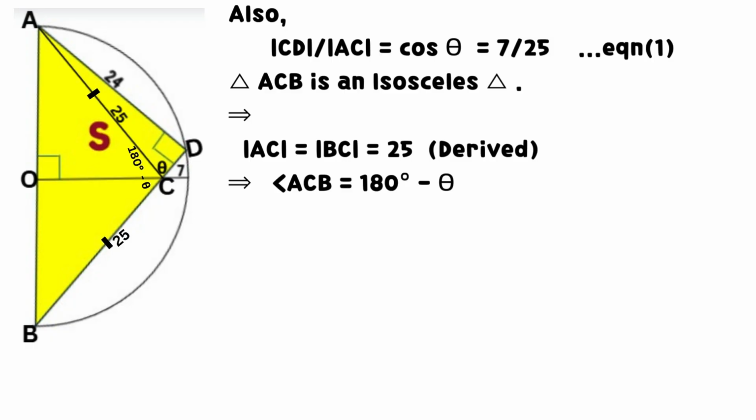Triangle ACB is an isosceles triangle. It follows that line AC equals line BC, which equals 25. Also, angle ACB equals 180 degrees minus theta, since angle BCD equals 180 degrees. The sum of angles in a straight line equals 180 degrees.